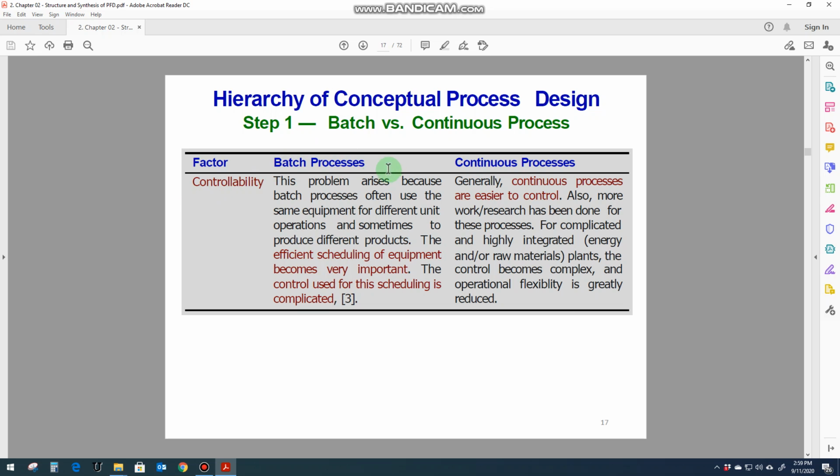Controllability. In batch processes, this problem arises because batch processes often use the same equipment for different unit operations and sometimes to produce different products. The efficient scheduling of equipment becomes very important, and the control used for this scheduling is complicated. In terms of controllability of batch processes, different products are fixed with time limits and different times of the year. So scheduling is very important for batch processes, and it can highly affect product availability to customers if there is some change in the schedule.